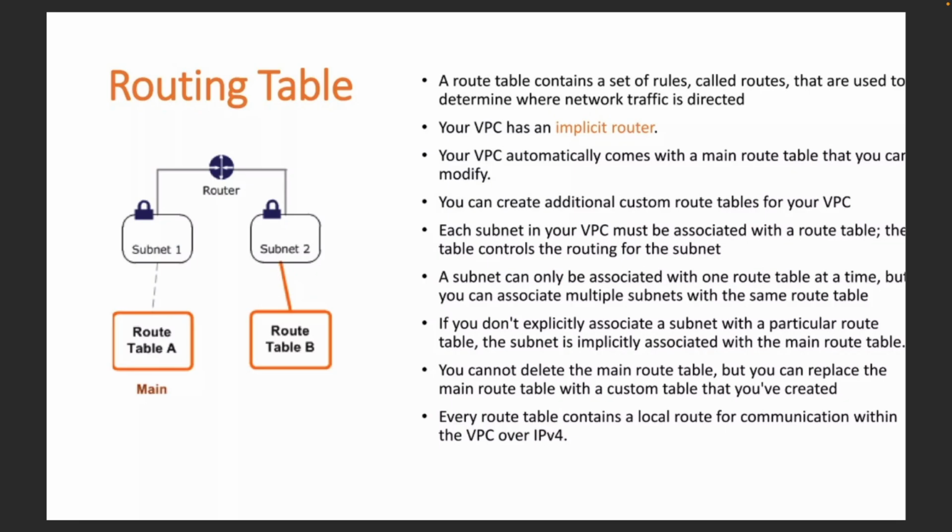And if you don't explicitly associate a subnet with a particular route table, the subnet is implicitly associated with the main route table. You cannot delete the main route table, but you can replace it with a custom one that you've created. Each route table contains a local route for communication within the VPC over IPv4. This local route allows all resources within your VPC to communicate with each other automatically.